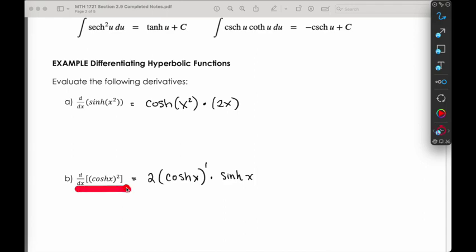For this one here, this is using the power rule and the chain rule. I have an inner function here. This is the power rule. I have something squared, so I'm going to bring the 2 down in front. That's here. Decrease this power by 1. The inside stays the same, but then I have to multiply it by the derivative of the inside. And we know that the derivative of hyperbolic cosine is hyperbolic sine.